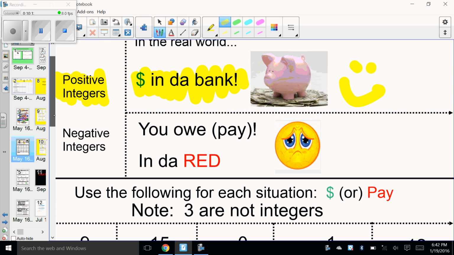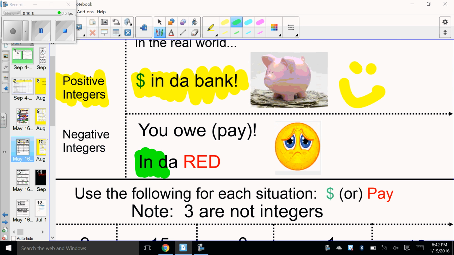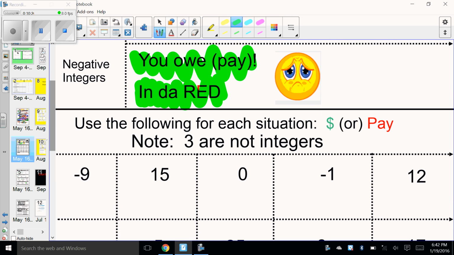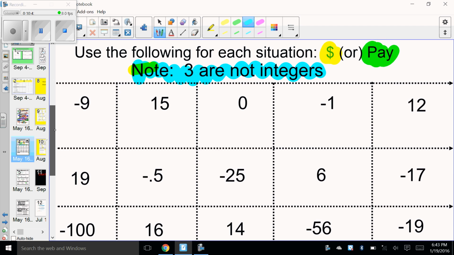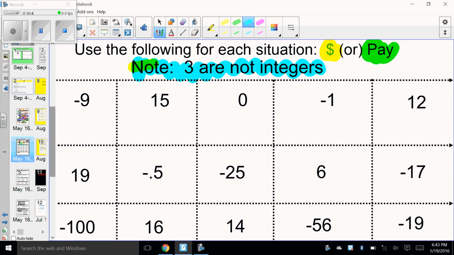And then I want you to think about that negative integers are money in the red, or money that you have to pay or owe. So that's what we're going to do for this next section. In this next section, first of all, I would like you to just simply write a dollar sign if it's a positive integer, and then write the word pay if it's a negative integer, just kind of thinking about what those values mean. Just a note, as you can see in my work here, that 3 of these are not integers. I did it on purpose so that you could see that not all of these are integers. So let's see if you are able to find out which ones are not integers.